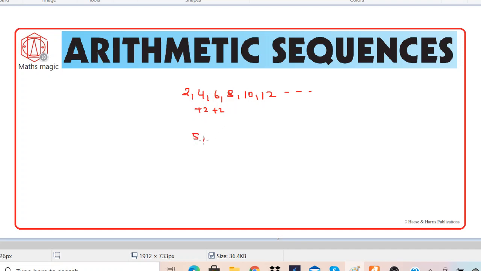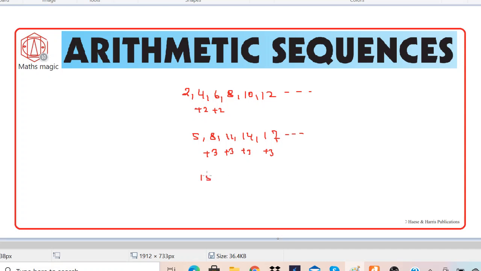Let's say we are having 5, then 8, 11, 14, 17. Now just look at the pattern. Every time your new number is obtained by adding +3 to the previous number. So your pattern is increasing by a constant number. We can see some more examples.